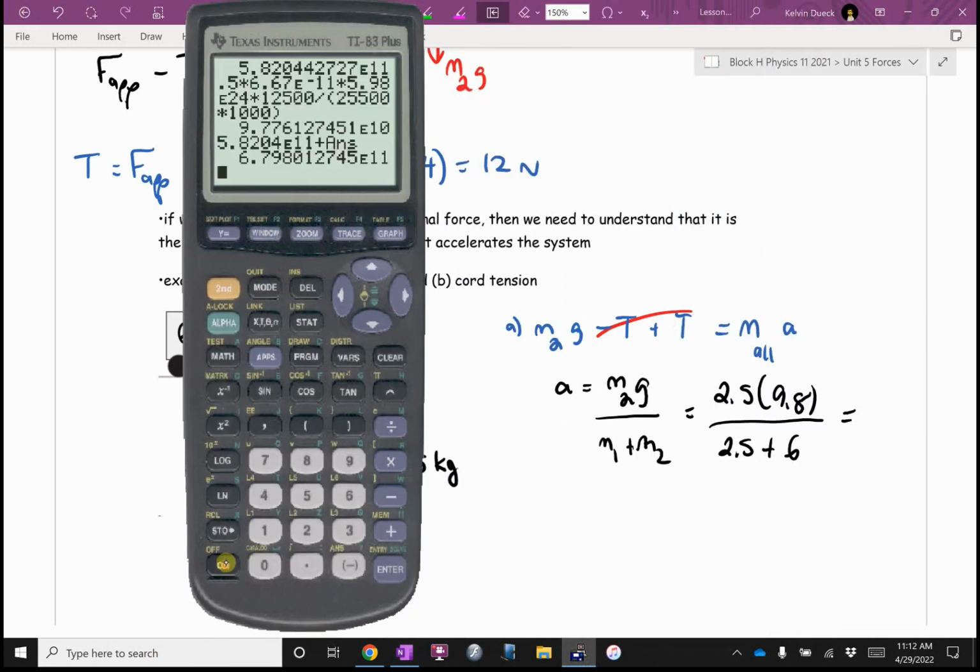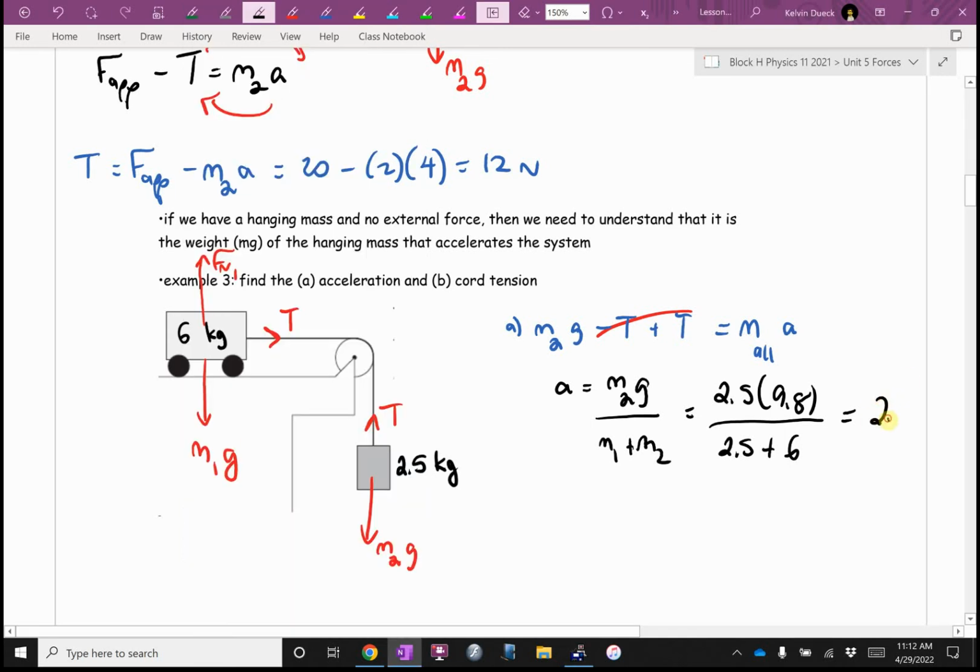Here, I'm going to get 2.5 times 9.8 divided by bracket 2.5 plus 6, or 6 plus 2.5. Do y'all get 2.882352, 2.88? Good. Cool.